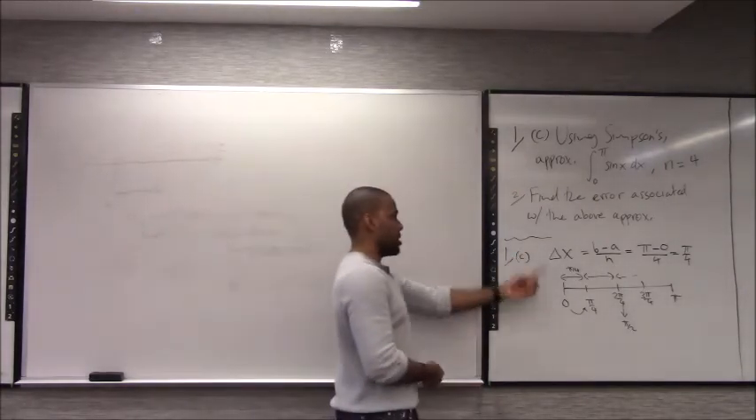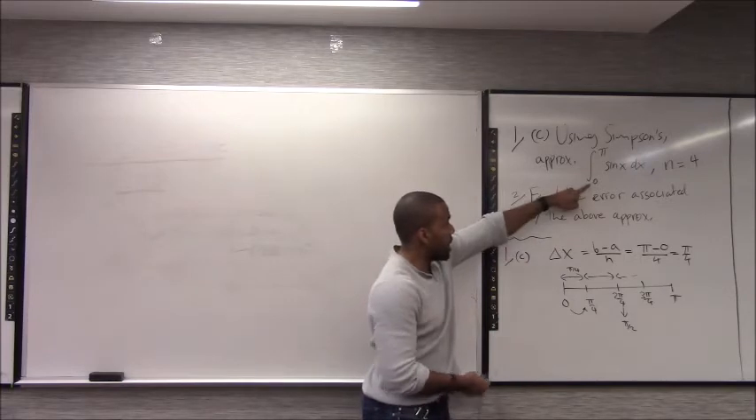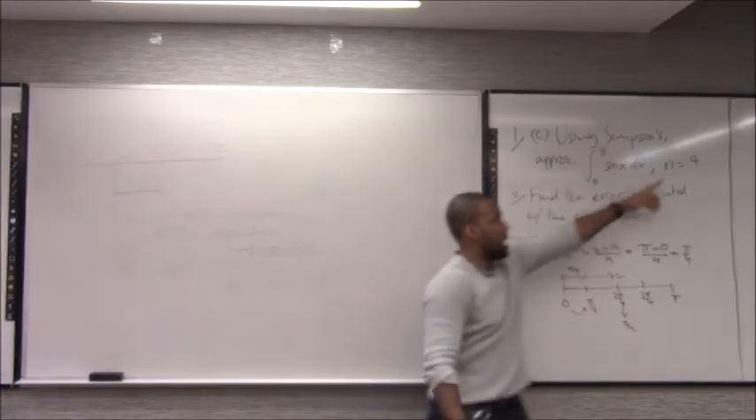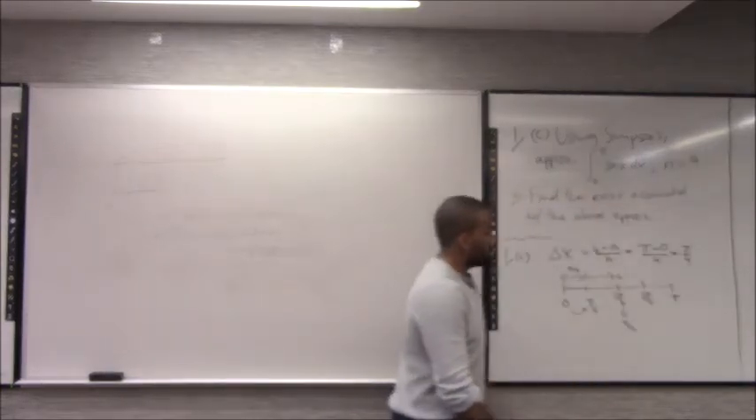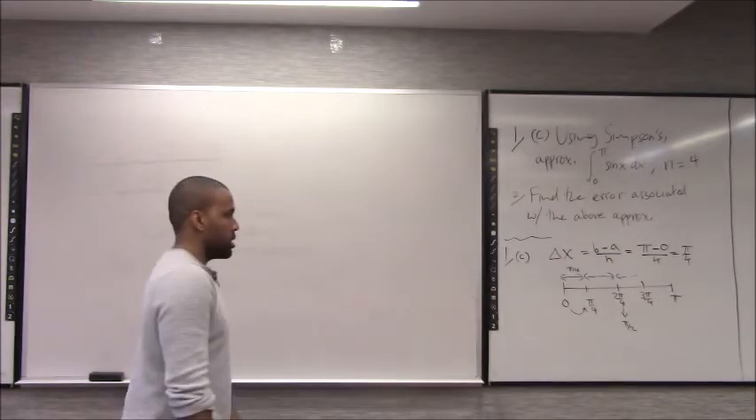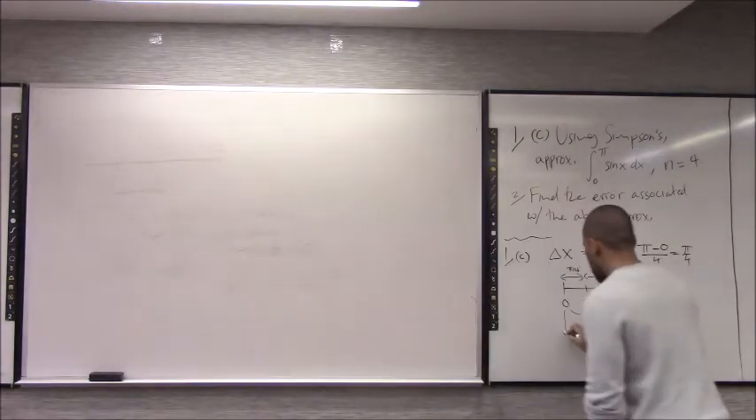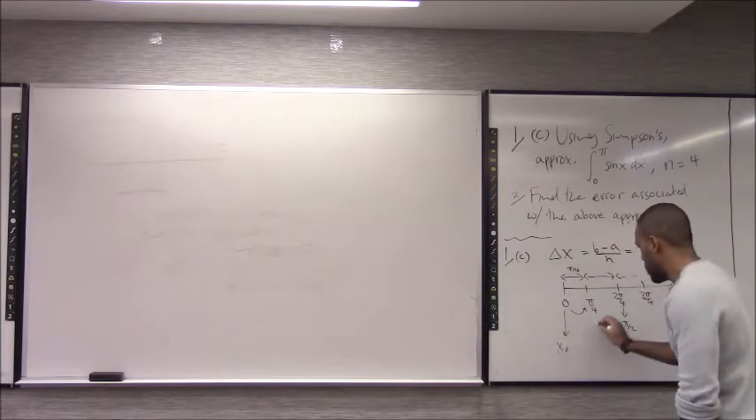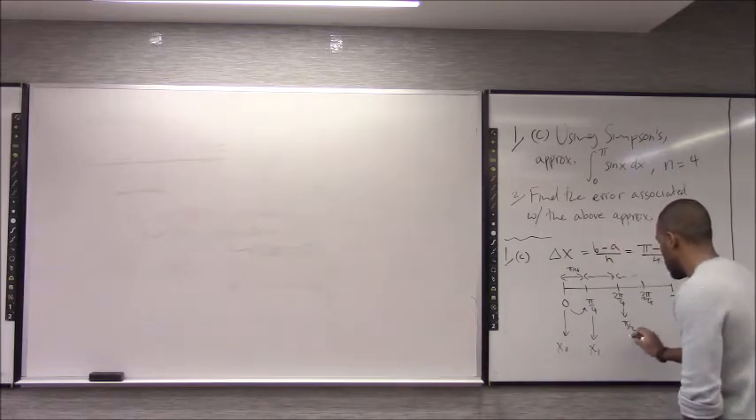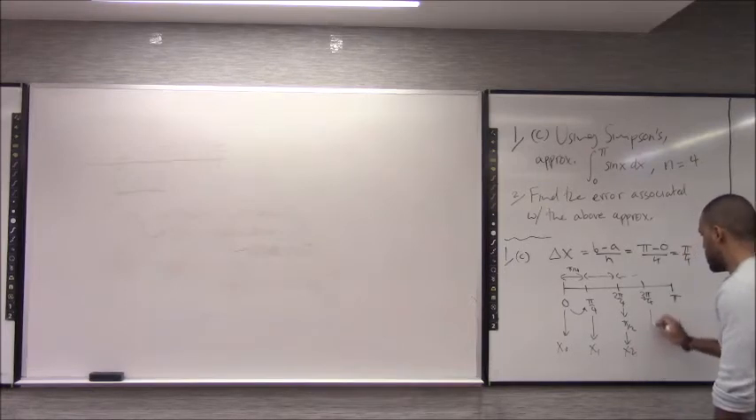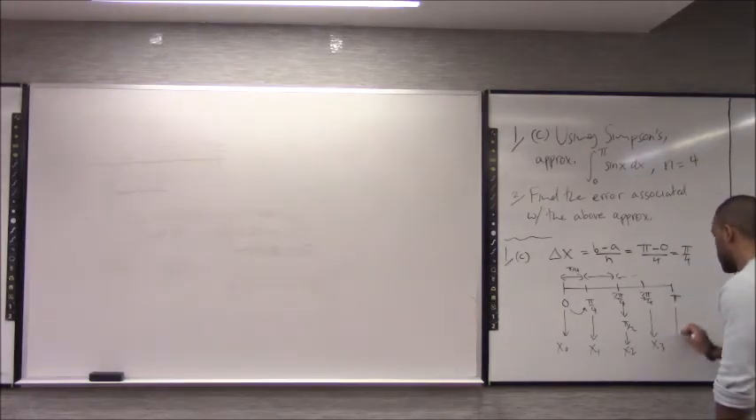To do that, find your delta x, start at the a, and just add your delta x n times till you get to the b. So those are going to be the subdivisions. And of course, 0 here is your x0, that's how we start counting. That's your x1, that's your x2, that's your x3, that's your x4.